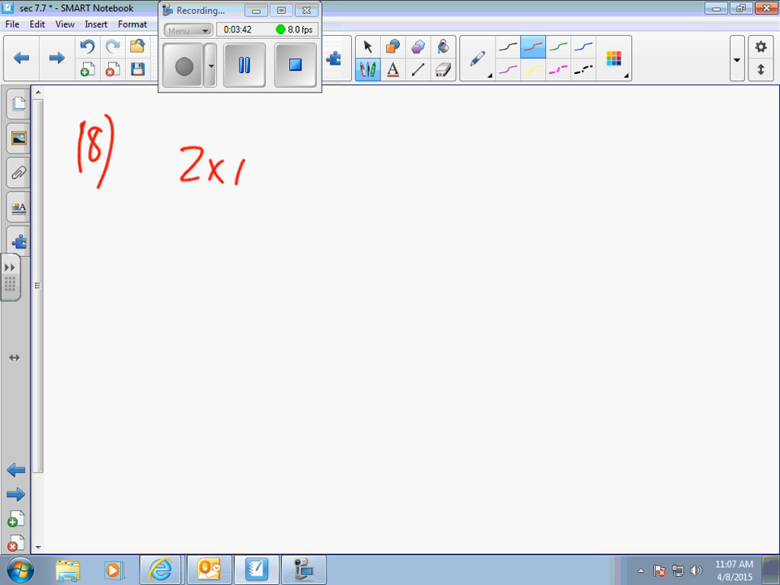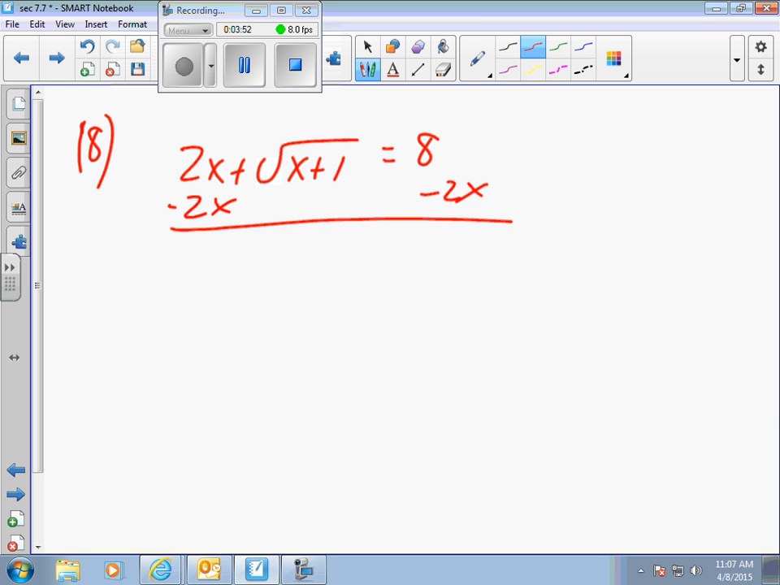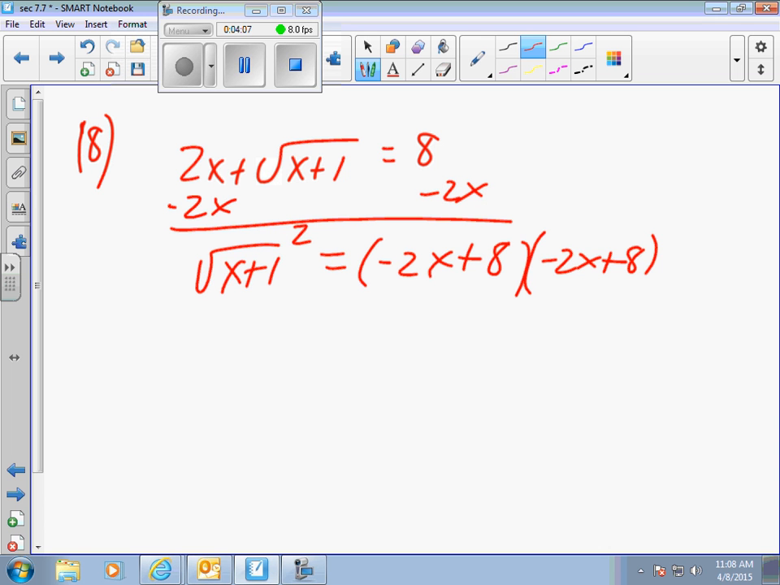It says 2x plus the square root of x plus 1 equals 8. Just like in the last one, we want to get a radical by itself before we square both sides. So I'm going to subtract the 2x from both sides. Now I have the radical by itself. And I'm going to rewrite it as negative 2x plus 8. And I'm going to square both sides. And when I square a binomial, that means that I'm going to FOIL. So I'm going to rewrite it twice.